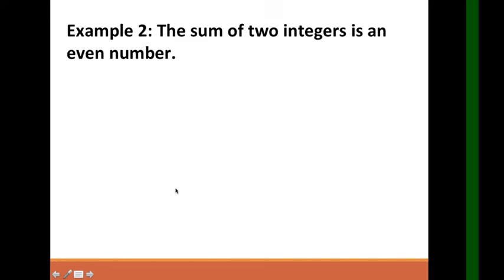So, another example. The sum of two integers is an even number. So, by contradiction, the sum of two integers is not an even, it's not an odd, it's not an even number, therefore they are odd numbers. Okay? So, let's say that we have two integers and we can prove them using contradiction. So, pwede nating makuha yan.